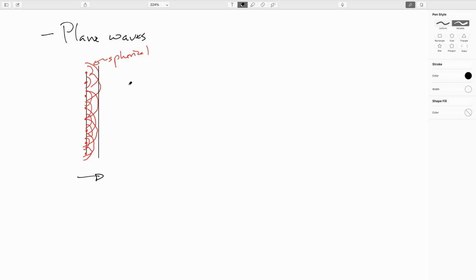And then exactly the same thing happens. Every point on this wavefront will act as a source of wavelets, and they propagate forward and make the next wavefront, and so forth. So this is a very good model for thinking about how wavefronts will propagate forward.